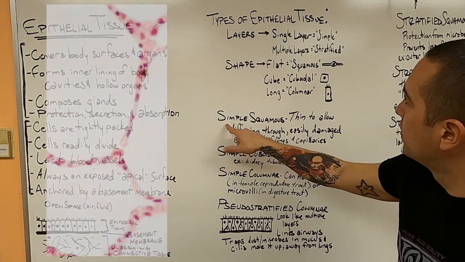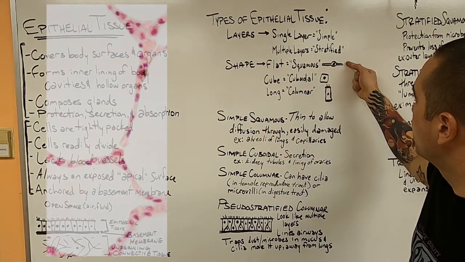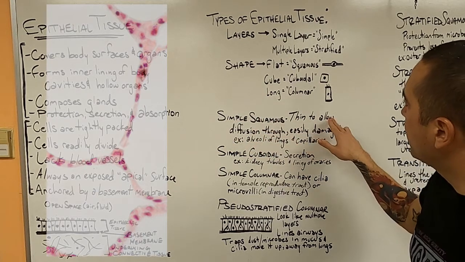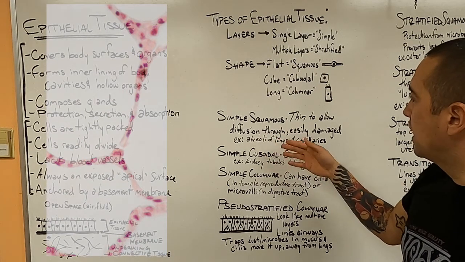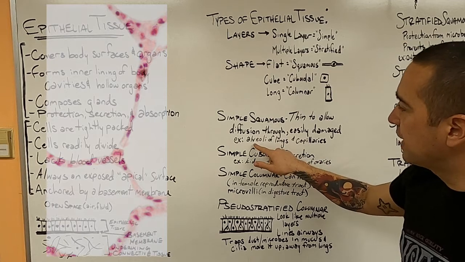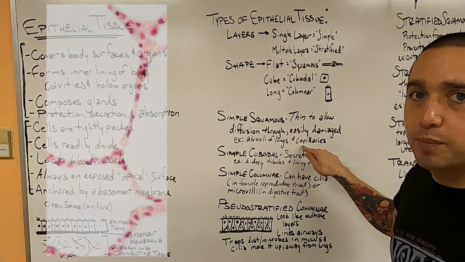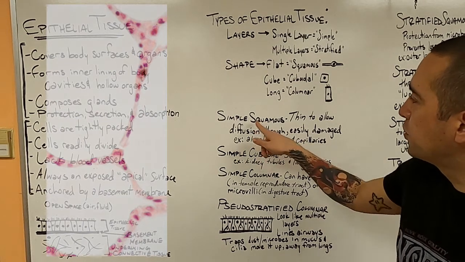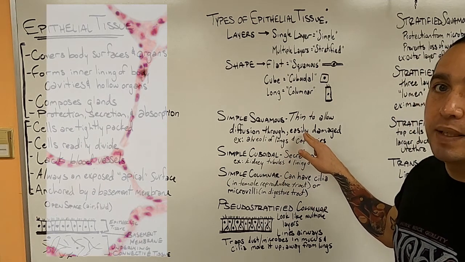You can have simple, meaning single layer, squamous, this shape. So these are a single layer of flat cells, very thin, and it allows diffusion through them. And so the airways, the alveoli, the small air sacs in the lungs, and capillaries, the smallest blood vessels, to allow things to diffuse back and forth, are made of this simple squamous epithelium. Because they are so thin, they are very easily damaged.